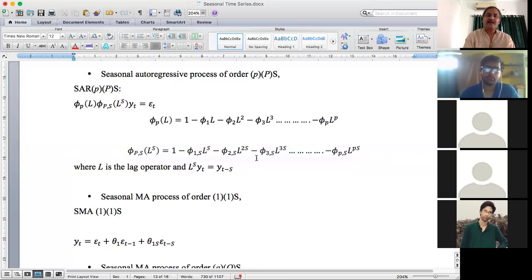So if you have a monthly time series, it is L to the power 12, that is 12 months back, L to the power 24, that is 24 months back, L to the power 36, that is 36 months back, etc. Okay.